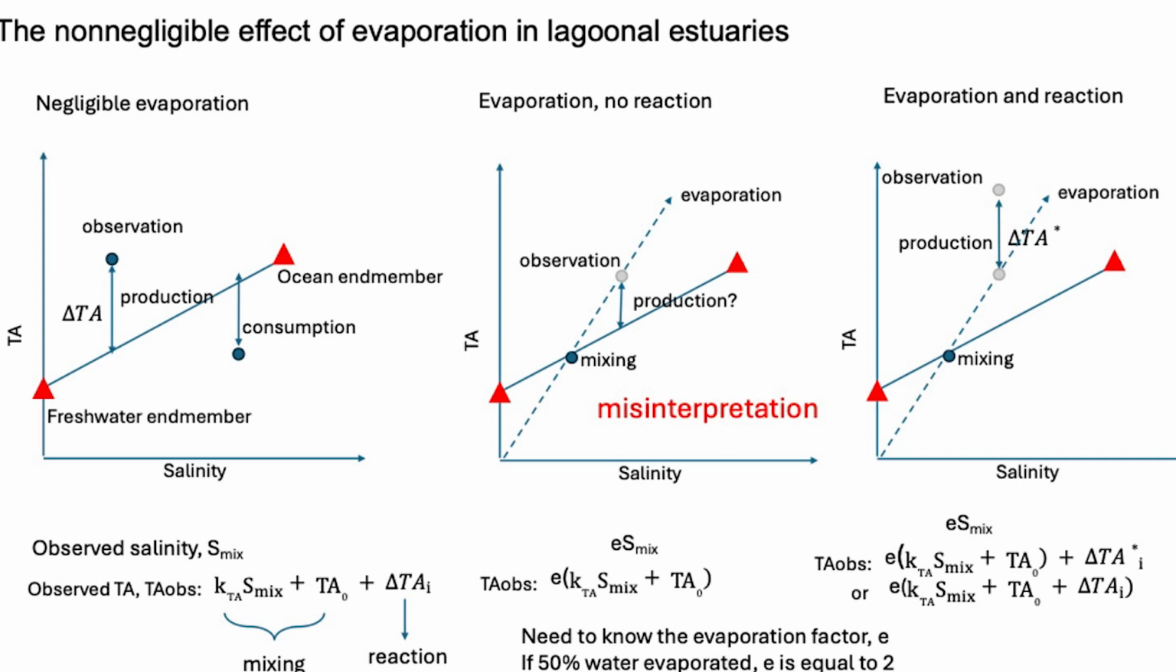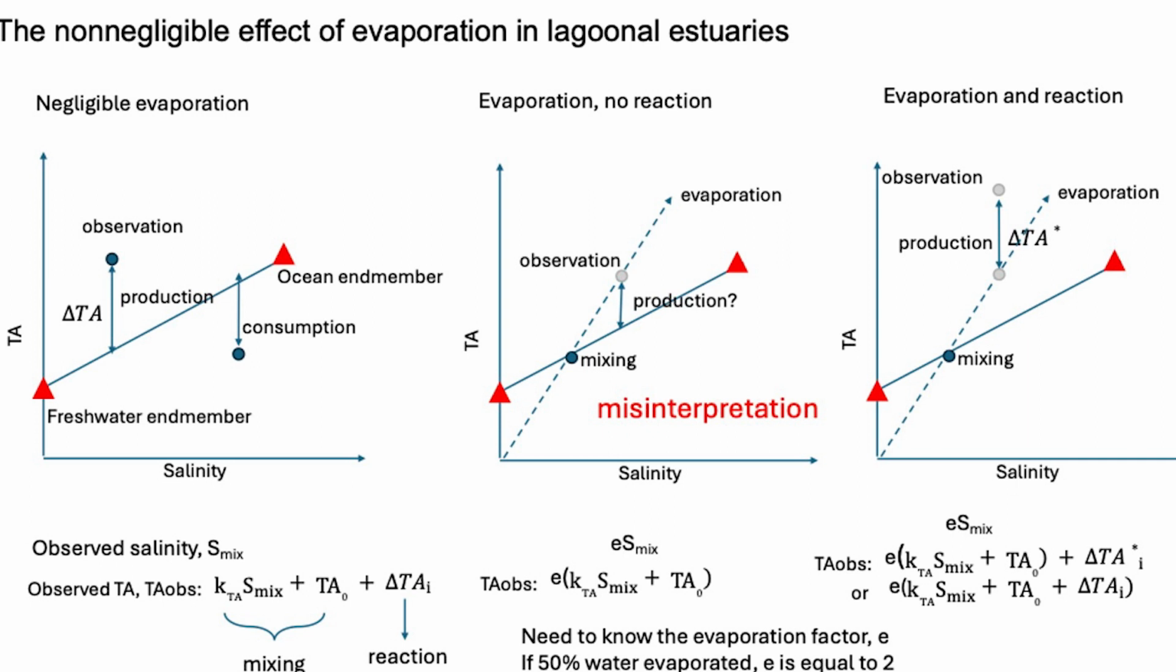Here, an example I give is the TA. So here is a model, a very simple 2-end-member mixing model. And the people regard the delta TA here, if it's above the mixing line, we call it production, and below it is consumption. And here is the explicit expression of the salinity. This is the TA calculated based on the mixing, and also add a reaction term here.